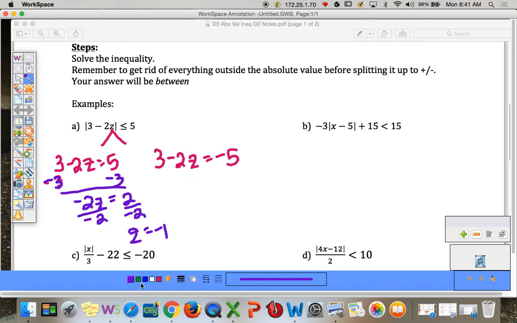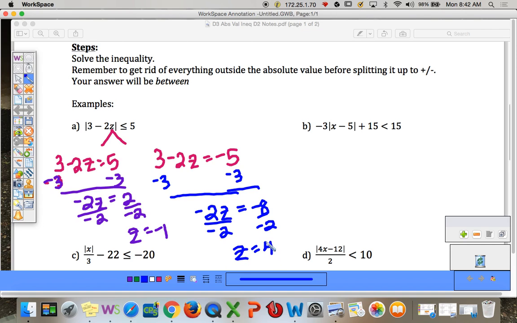And let's solve the other one. Subtract 3 from each side first. Negative 2z equals negative 8. Divide by negative 2. So z equals 4. So this one right here, it's between negative 1 and 4. So negative 1 is less than or equal to z, which is less than or equal to 4.